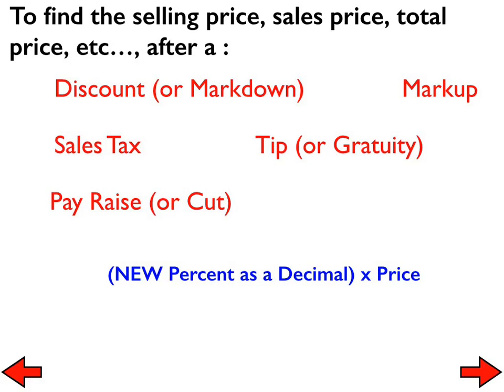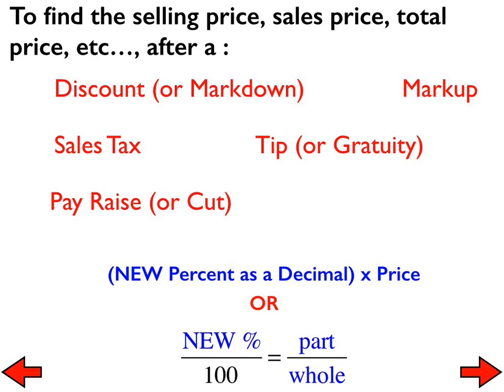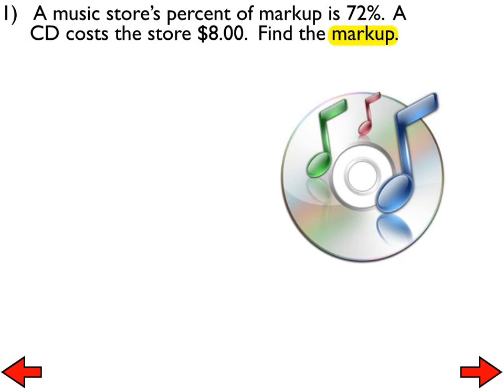But you have to look at what you're being asked to find. Is it just the markup or the discount or the sales tax? Or is it some form of a new price? Because they're 2 different situations. Now, when we go through these problems today, we've talked about several different ways of finding them. I don't care whether you use a proportion or finding the percent of a number. It doesn't matter to me. But you have to pick a method. Okay? So let's start with number 1.